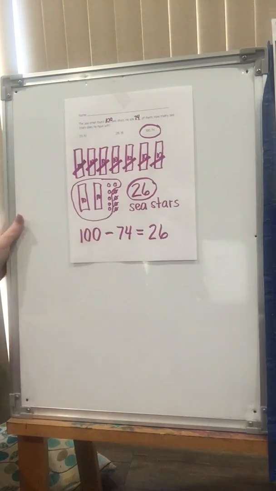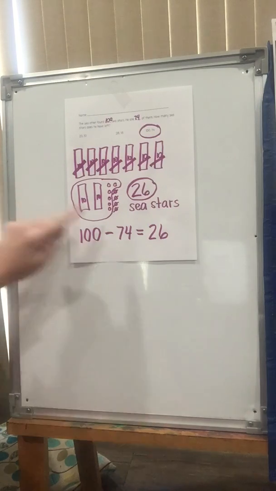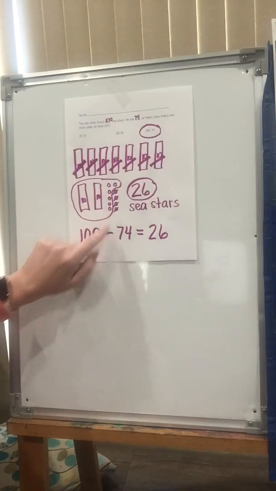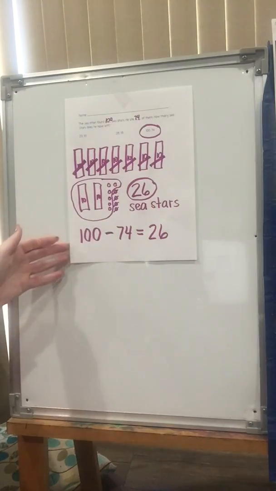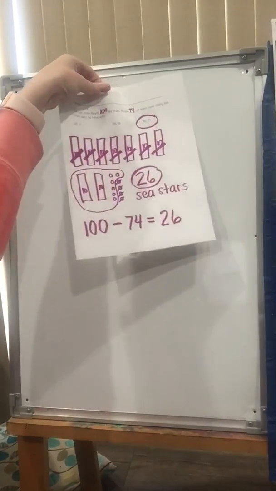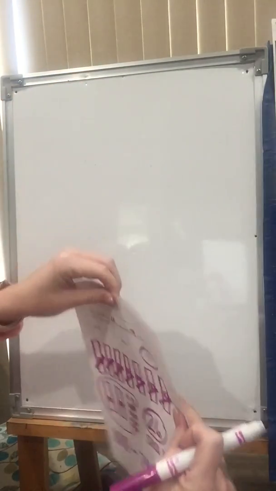But I just wanted to show you that strategy and just remind you that sometimes when you're making 10 rods, you're going to want to have some ones in there because it's going to be easier to take away. So again, if this is something that you do at home and you would like to send that to me on Seesaw, I would love to see it. You can record yourself explaining that answer to me.